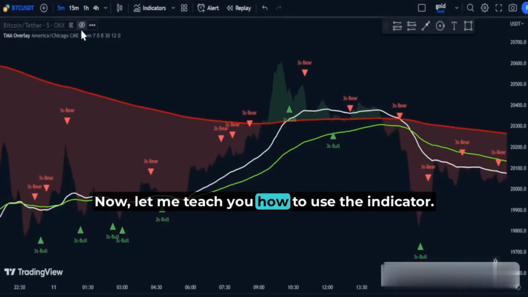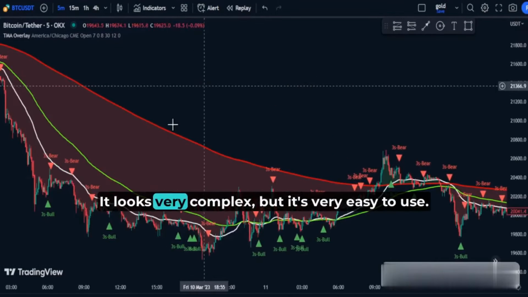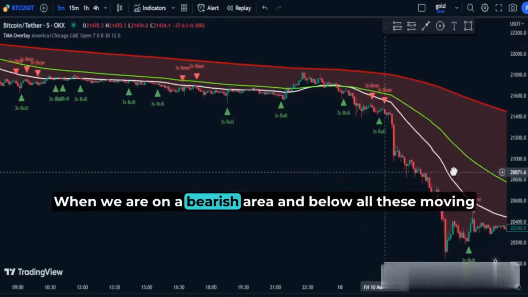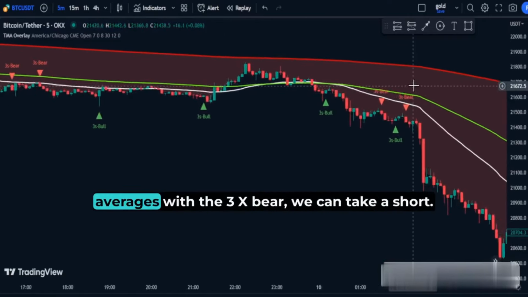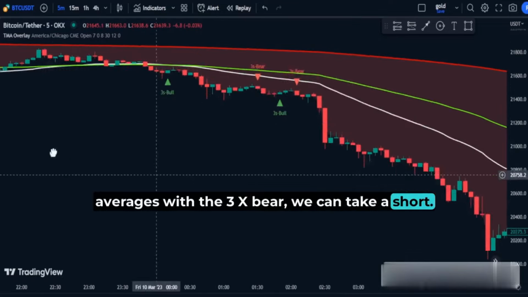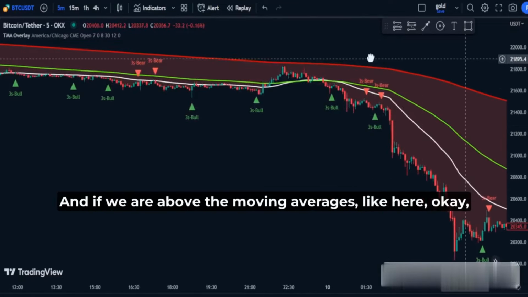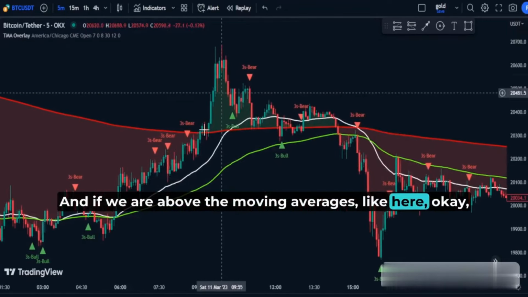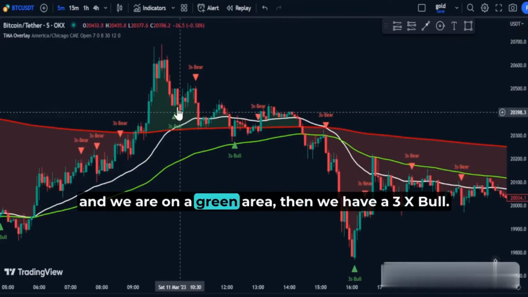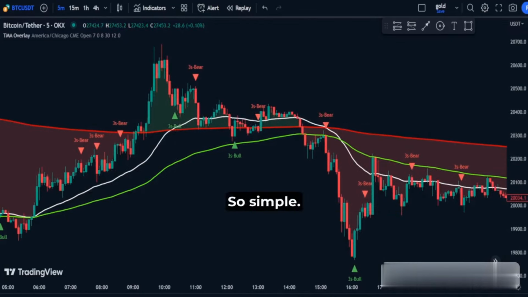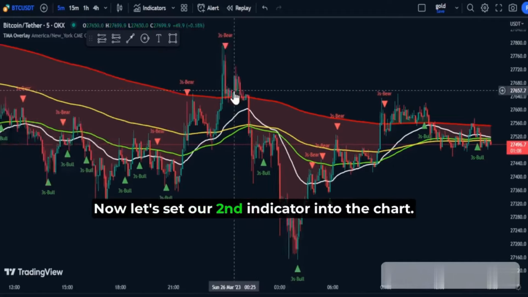Now let me teach you how to use the indicator. It looks very complex, but it's very easy to use. When we are on a bearish area and below all these moving averages, with the 3x bear we can take a short, and if we are above the moving averages like here, and we are on a green area, then we have a 3x bull, we can take a long. That's it, so simple.